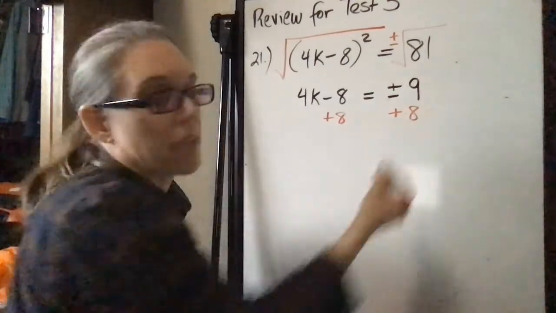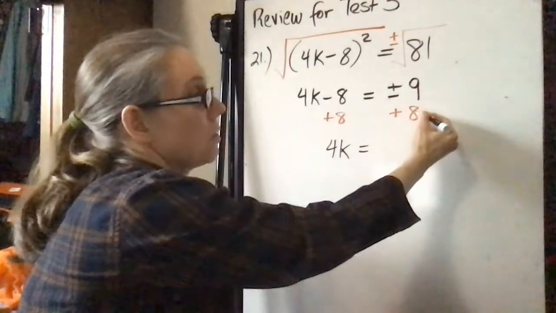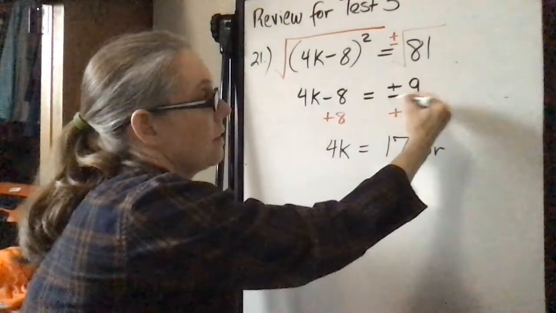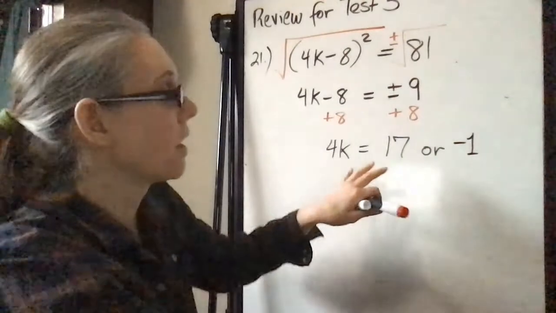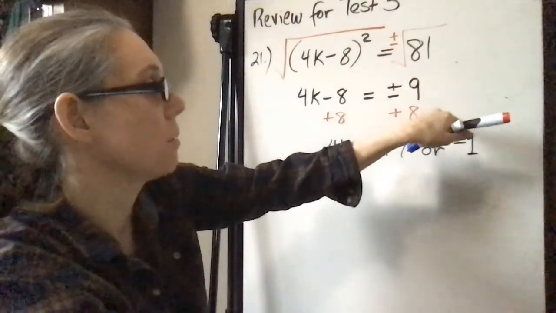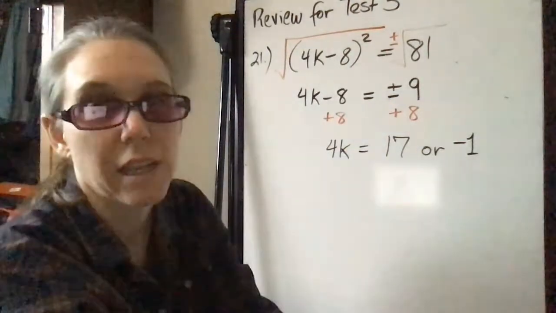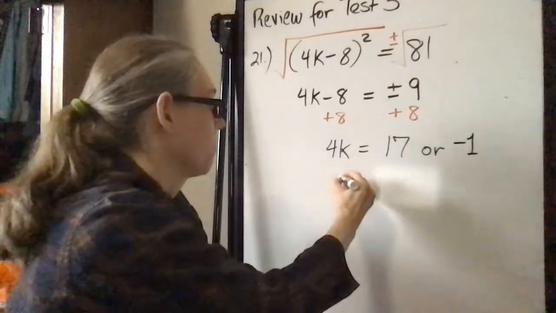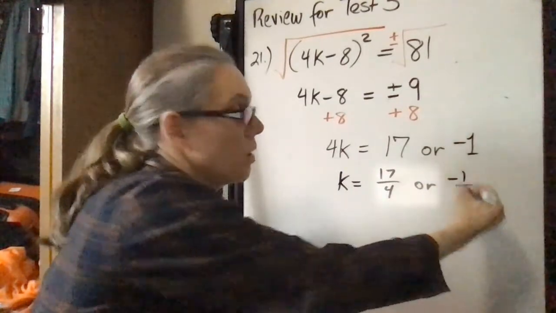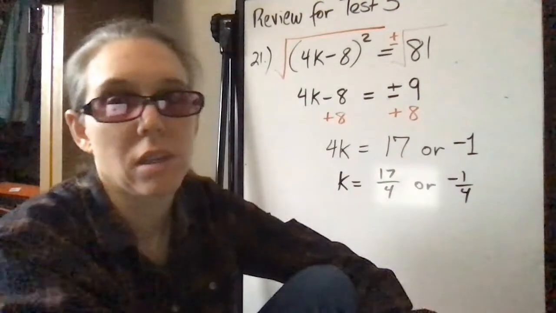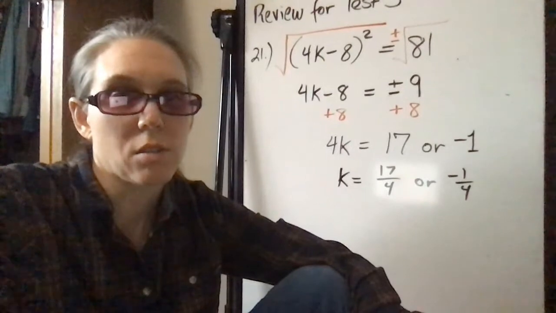Plus or minus 9 plus 8 is not plus or minus 17. Positive 9 plus 8 is 17, but negative 9 plus 8 is negative 1, okay? So you're going to have two different values here. Positive 9 plus positive 8 is 17. Negative 9 plus positive 8 is negative 1. Now divide both sides by 4. K is equal to 17 over 4, or negative 1 over 4. So you will write those in as reduced fractions online, as well as providing all of your work here. Okay, so that's question number 21.